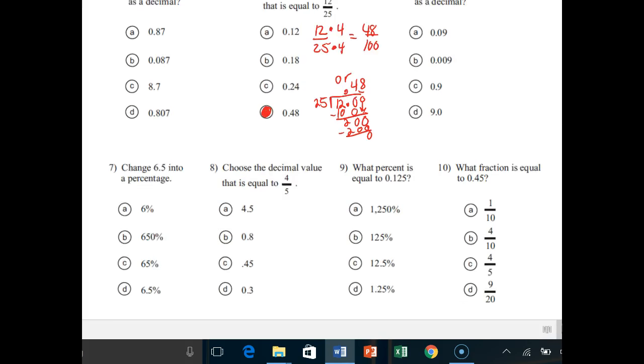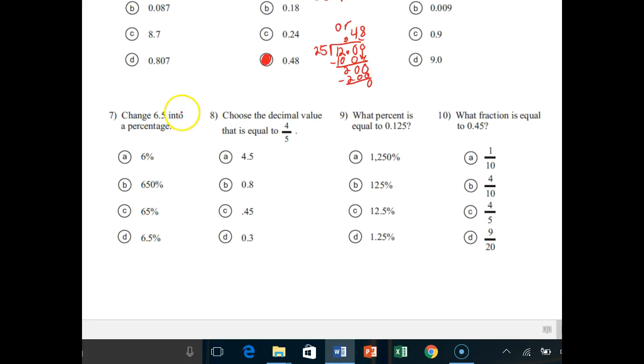All right. Number 7, change 6.5 into a percentage. So I want you to write down 6.5, and remember, we start from the decimal place. So we're going to move 2 times right, once, twice. We've got an empty space there. It's 650%. That makes sense that it's over 100% because we have a whole number of 6, right?